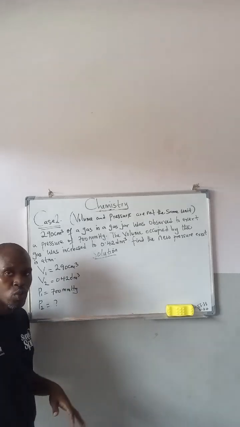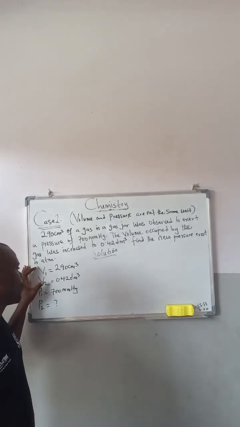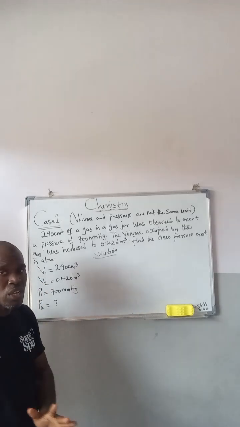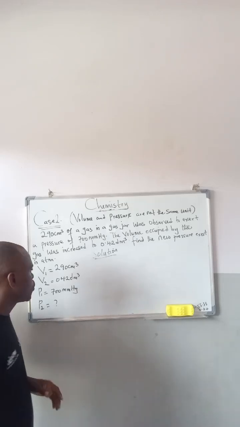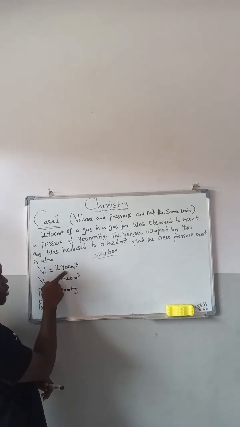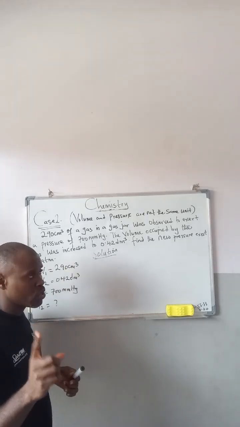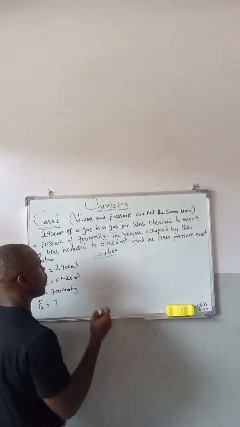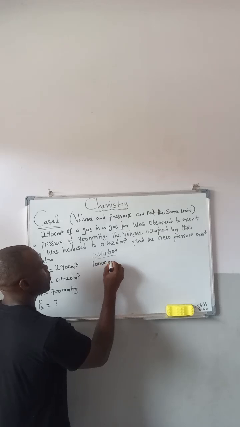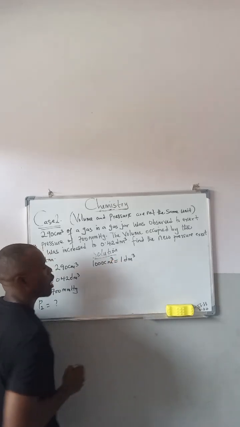So for you to solve and get your answer, because the volumes are not in the same unit, you have to convert one of them to be in the same unit before you start solving. Are you with me? So let's convert the final V2 to centimeter cube. Note our conversion table: 1000 cm cube equals 1 dm cube.